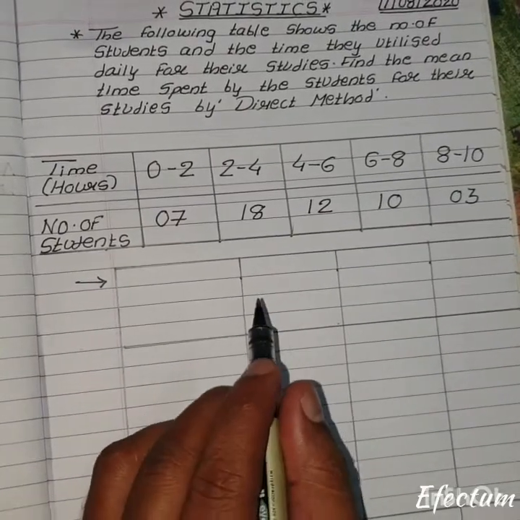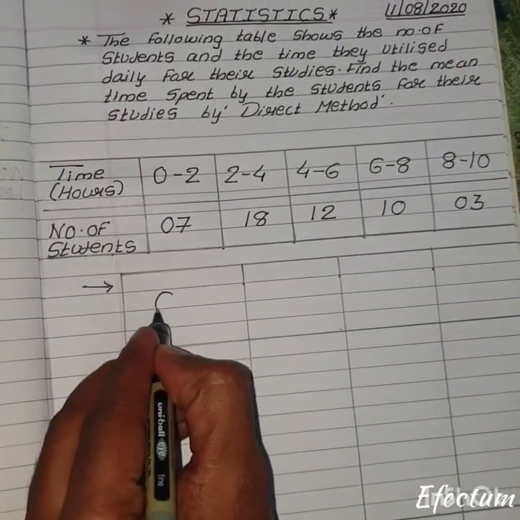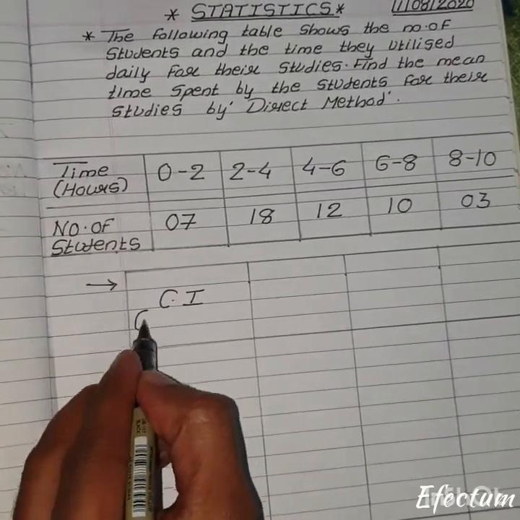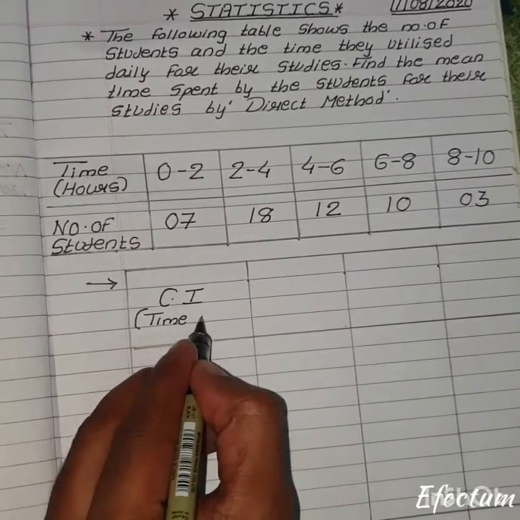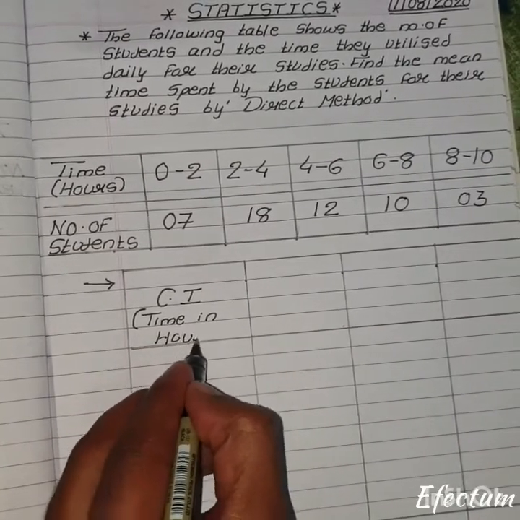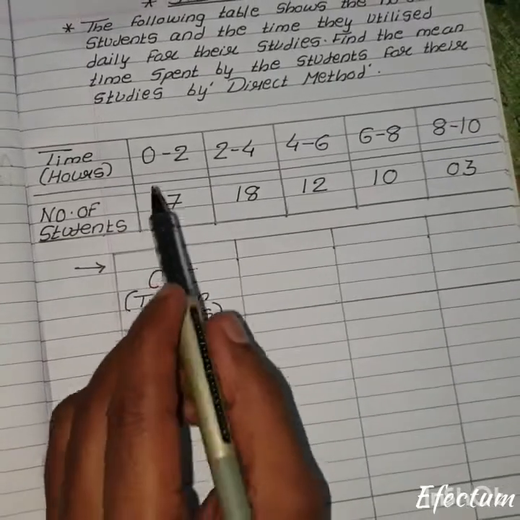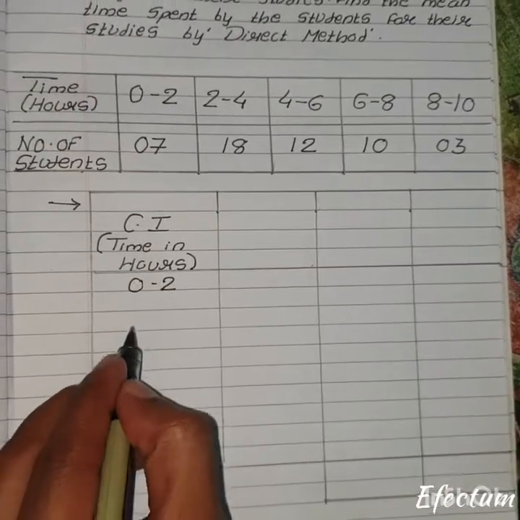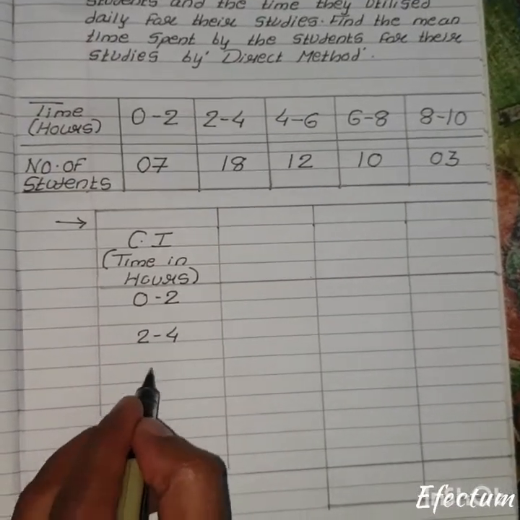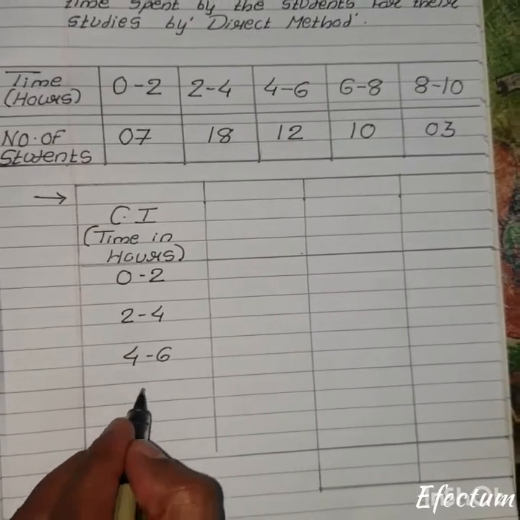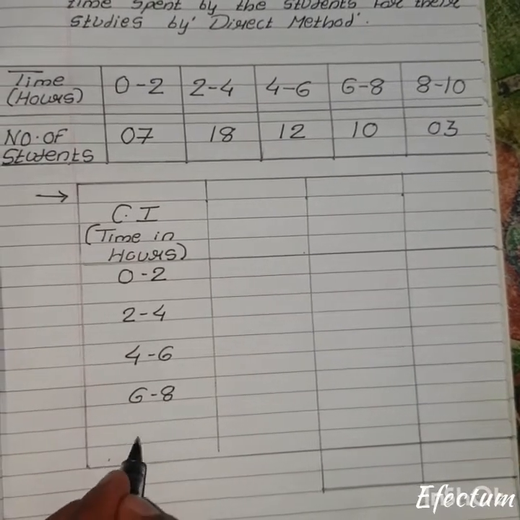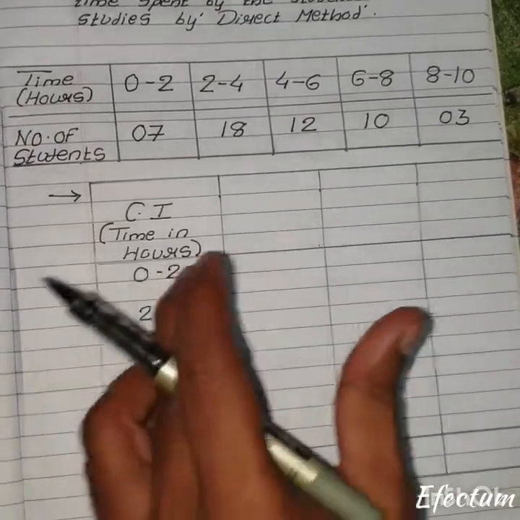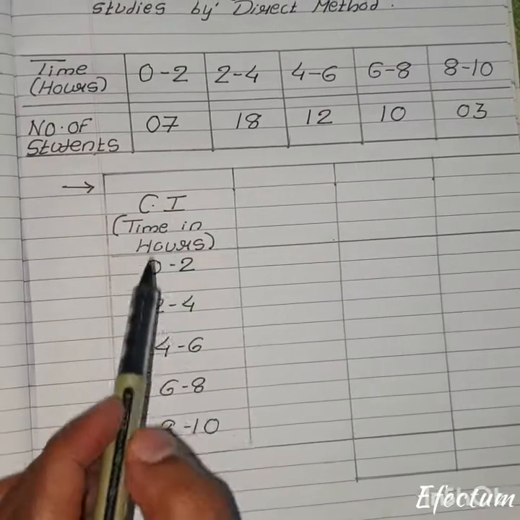So the first column which we are going to make is CI, that is class interval. In this sum, we are talking about time in hours. So in bracket we will write time in hours. Now, what's the first class? 0 to 2. Second class is 2 to 4. Third is 4 to 6. 6 to 8. And last is 8 to 10. So in first step what we have done, we have written the given classes in the column of class interval.